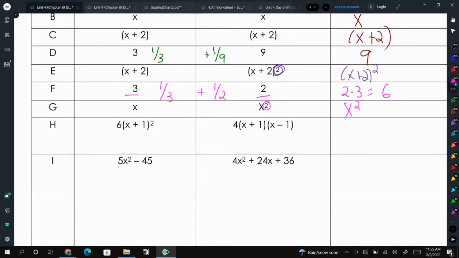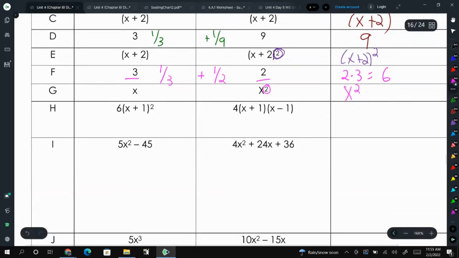Now, letter H is where it gets a little bit interesting. Between 6 and 4, what is your least common multiple? Well, that's going to be 12, because 2 times 6 is 12, and 4 times 3 is 12.